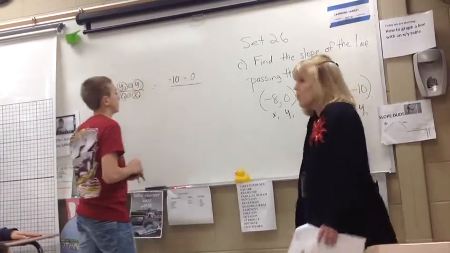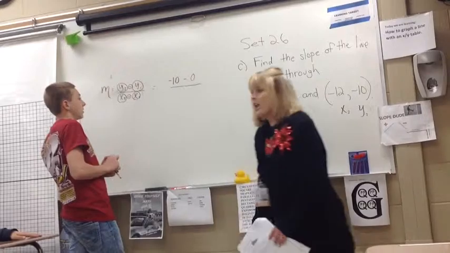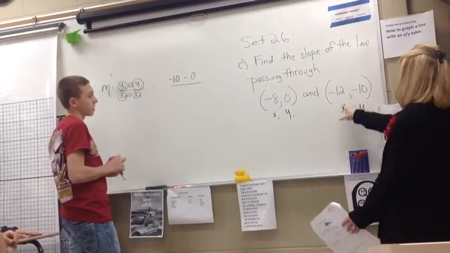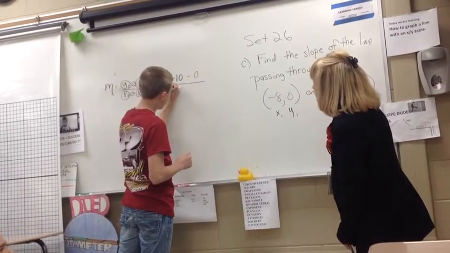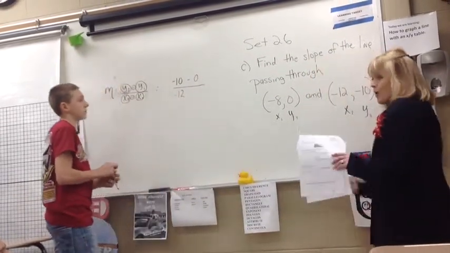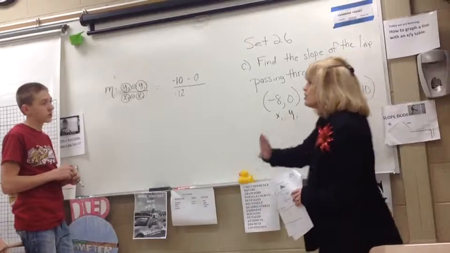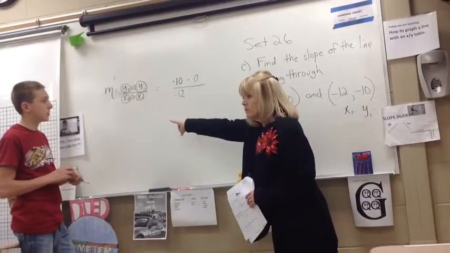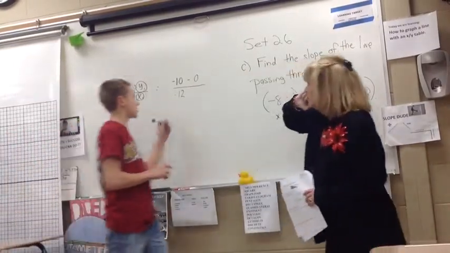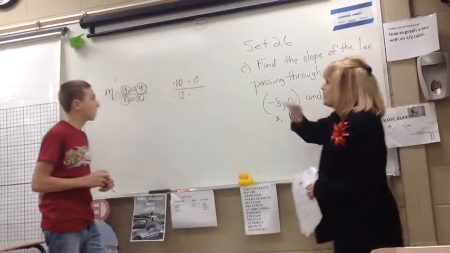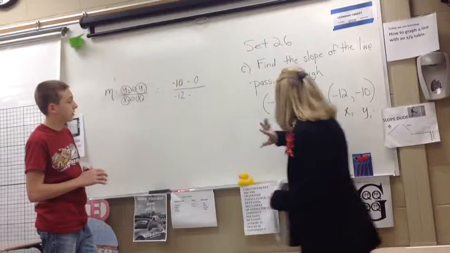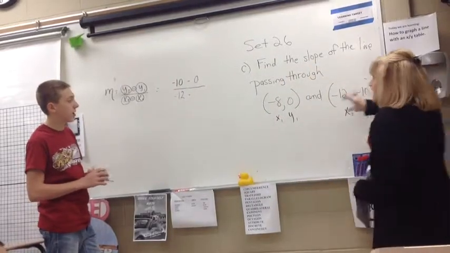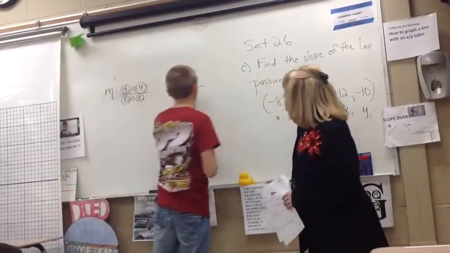Now we do the bottom the same way. X2. Who's x2? -12. So in that first bubble spot, put -12. Now, I'm going to show you the importance of the bubbles. Who's in the second bubble on the bottom? Minus. Take away, put it down. Who's in the third bubble? X1. Who's x1? -8. Put -8.